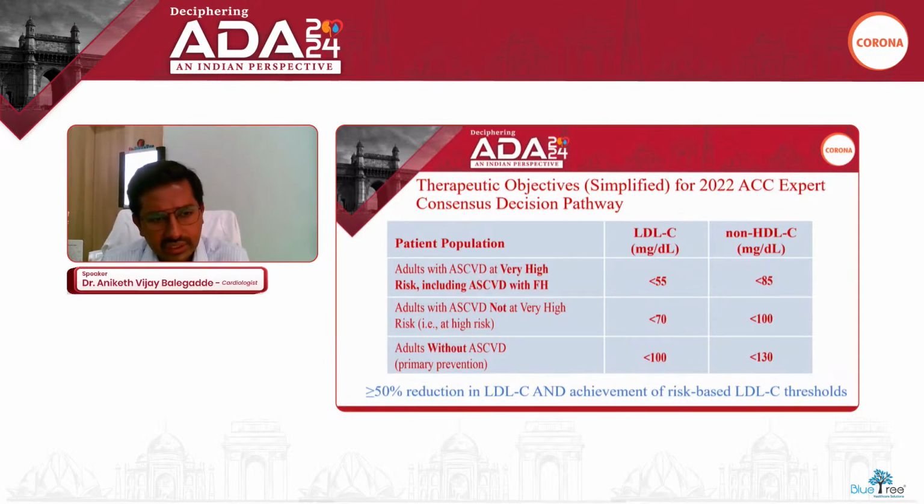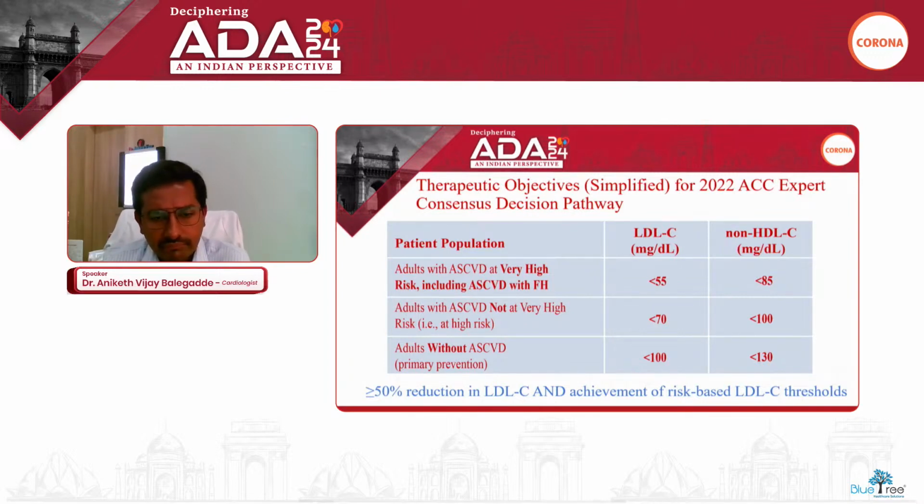And adults with atherosclerotic cardiovascular disease but who are not at very high risk, we like to keep the LDL below 70 and non-HDL below 100. And for adults with ASCVD at very high risk, we like to keep the lowest number: LDL less than 55 and non-HDL less than 85. So the lower the LDL cholesterol, the better the prognosis and the better the ASCVD risk management.